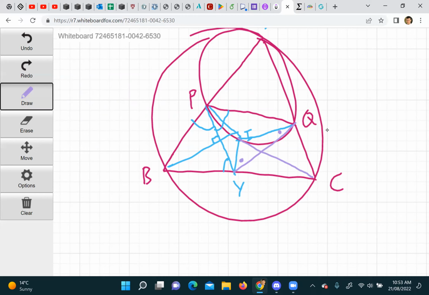How do you know IC is the angle bisector? You just say it seems legit if you look at it in YIQ. Oh, okay, you're looking at the circle.